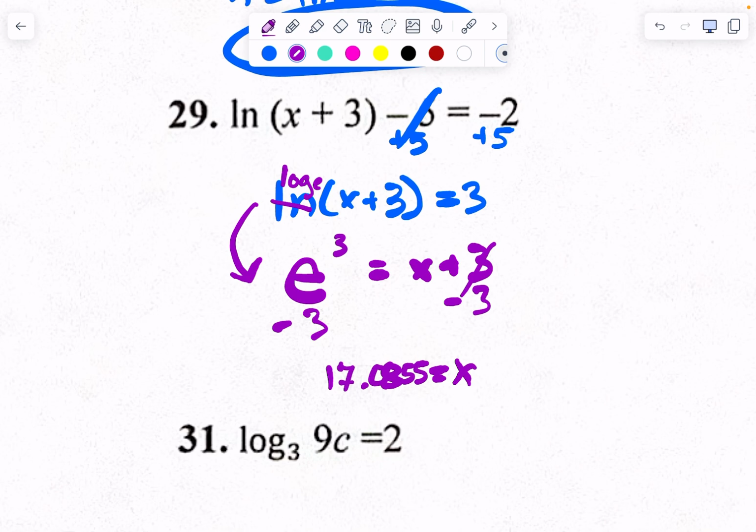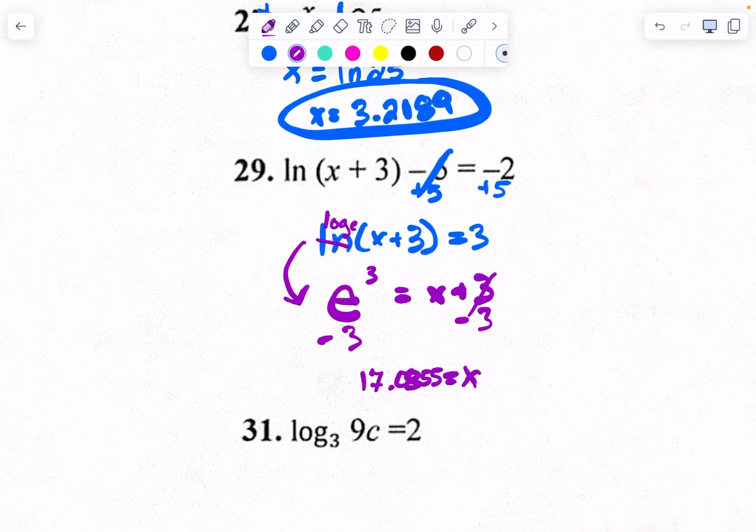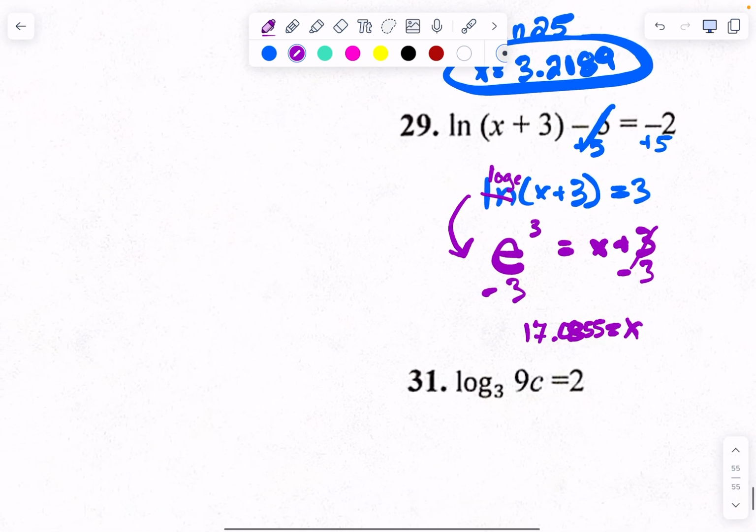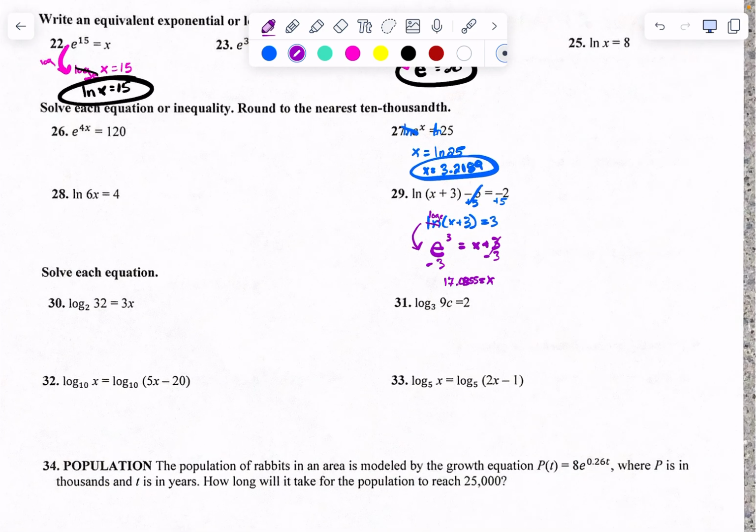Okay, so for 26, do we do ln of 120 divided by 4? Yes. Okay. Questions on 26, 28? Did we get through them? Those ones are easy. Did anyone else get 1969 on 26?